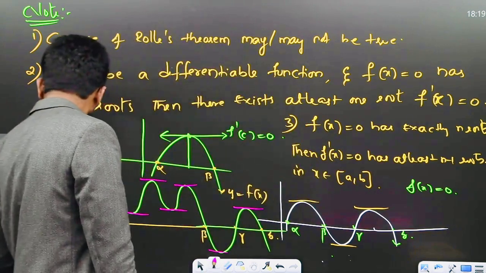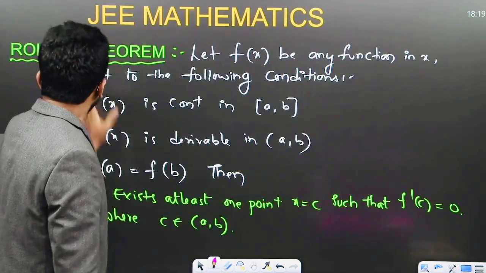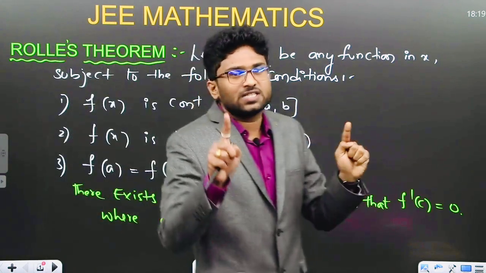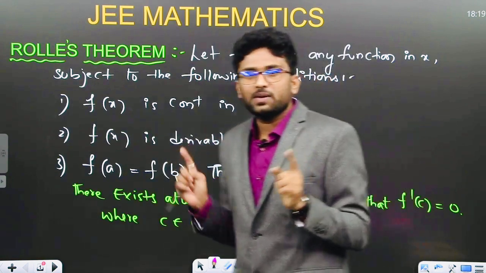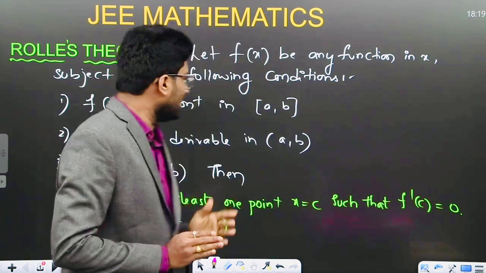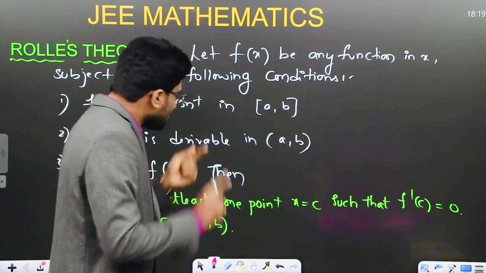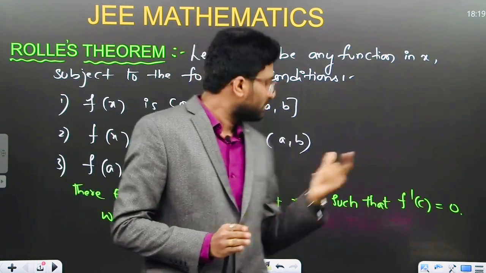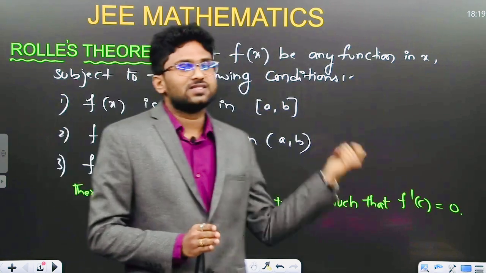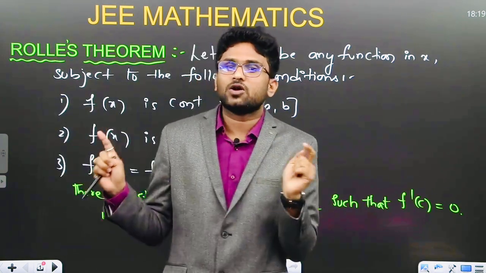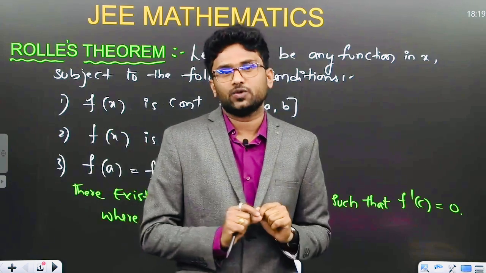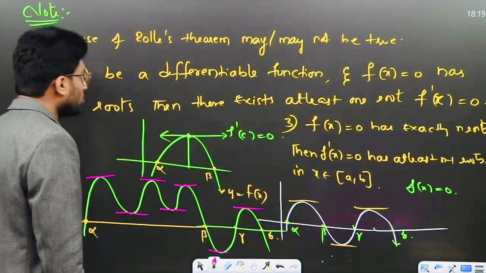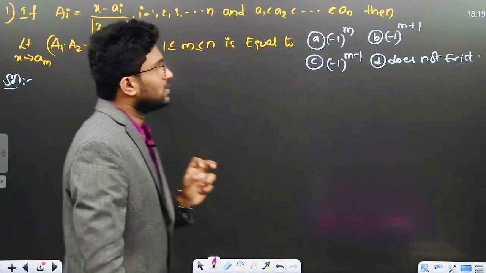I would like to recap the definition of it. Let f(x) be any function in x subject to the following conditions. It has to be continuous in closed [a, b], it has to be differentiable in open (a, b), and f(a) = f(b). Then there exists at least one point x = c such that f'(c) = 0, where c has to lie in between a and b. So this is regarding the beauty of Rolle's theorem. Now we'll step into problems.